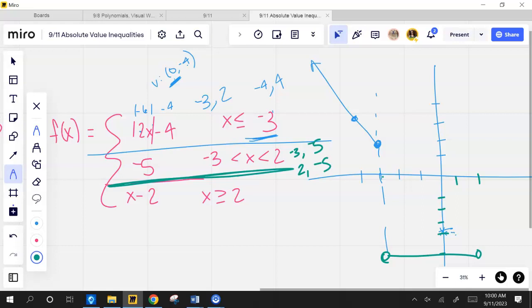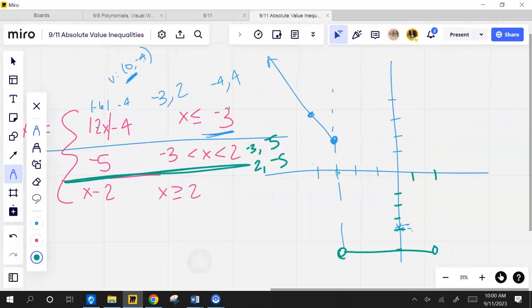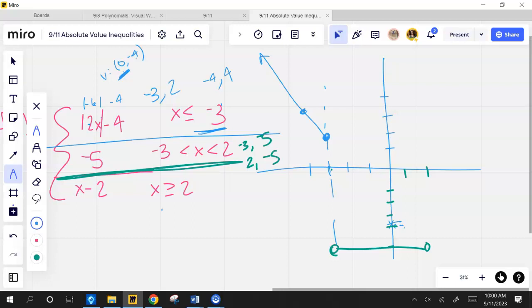Then the last one, same thing. I'm going to plug in 2, and I get what? 0. That's a closed dot. Then plug in an x that's bigger than 2, so maybe I pick 3. 3 minus 2 is 1. There's that.